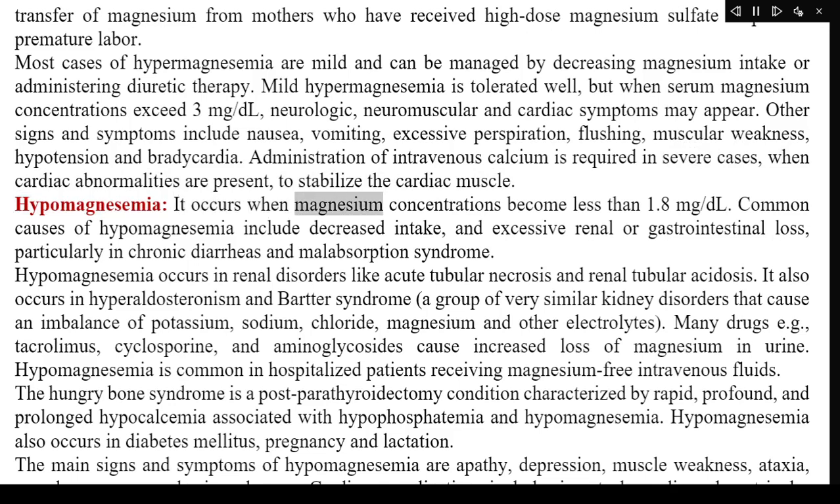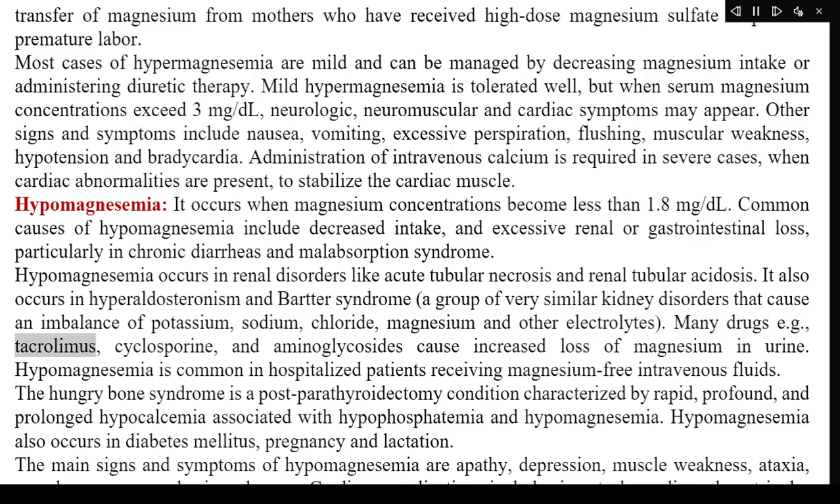Hypomagnesemia. It occurs when magnesium concentrations become less than 1.8 mg/dl. Common causes of hypomagnesemia include decreased intake, and excessive renal or gastrointestinal loss, particularly in chronic diarrheas and malabsorption syndrome. Hypomagnesemia occurs in renal disorders like acute tubular necrosis and renal tubular acidosis. It also occurs in hyperaldosteronism and Bartter syndrome, a group of very similar kidney disorders that cause an imbalance of potassium, sodium, chloride, magnesium, and other electrolytes.